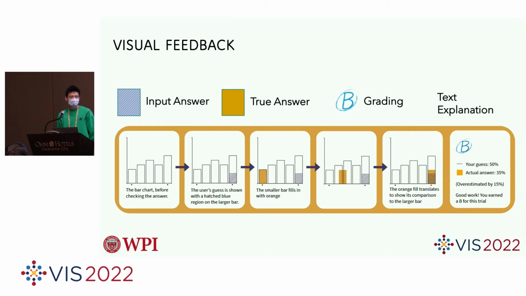So here I introduce the animation-powered visual per-trial feedback. I use the bar chart here as an example. Two components are highlighted for comparison, one smaller, one larger. After the user inputs their answer, a blue dashed zone shows up to visualize their answer on the larger component. The orange zone indicates the true answer, which is the smaller component. The orange zone moves horizontally and eventually overlaps with the dashed blue zone for easy, heuristic comparison.